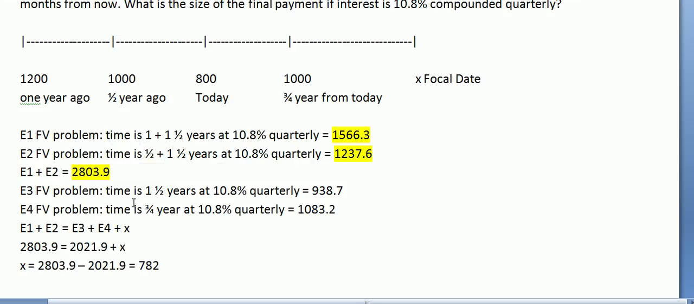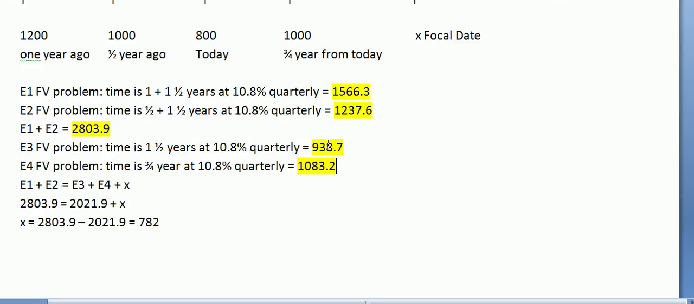So that $800 today is going to be 1.5 years to the focal date, which makes up 938.7. We're also going to pay $1,000, that's this one here, 3/4 of a year from today. So 3/4 of a year from that payment to the focal date, because the focal date is 1.5 years, is going to be 1083.2. So at the focal date, you've got those two repayments, 938.7 and 1083.2.